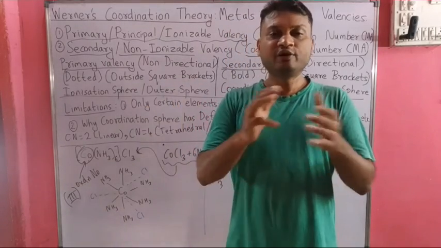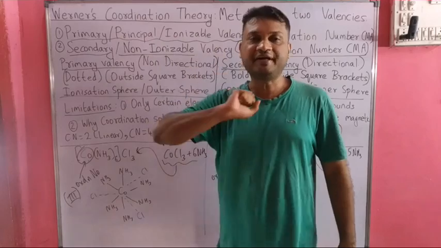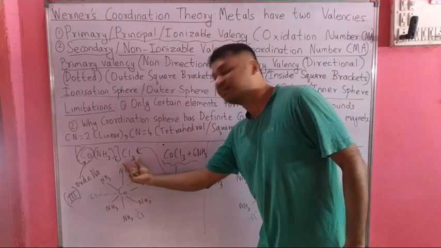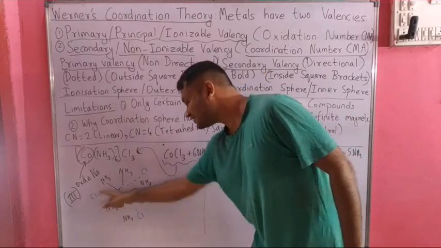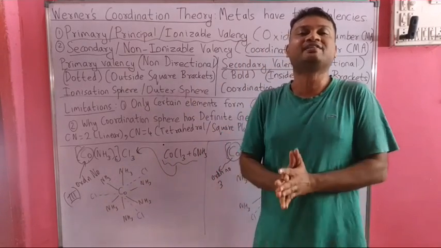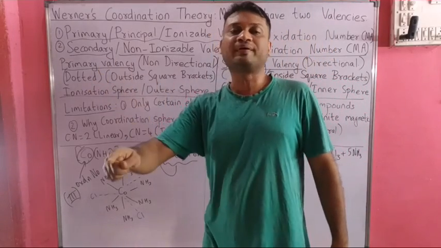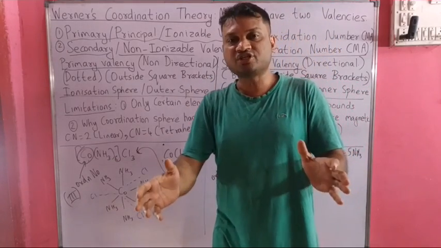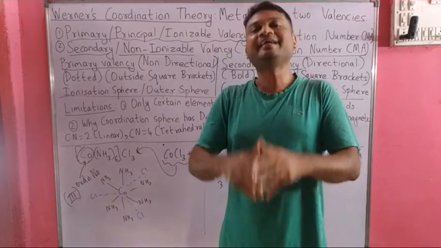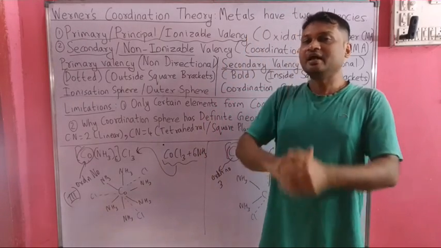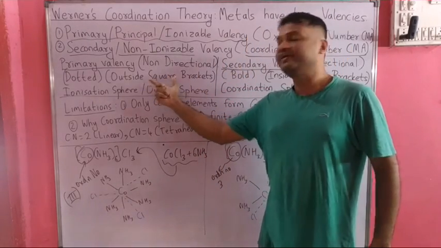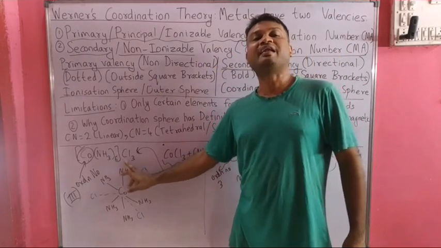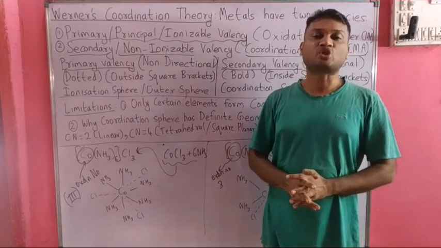Now, after that, we denote the primary valency by dotted lines. So in this compound, the primary valency, which is 3, is satisfied by 3 chloride ions. We denote these 3 chloride ions by dotted lines, because dotted lines are used to represent primary valency. So we can say primary valency, which is the oxidation state, is non-directional. Secondly, it is denoted by dotted lines. Finally, primary valency is for outside square brackets. So we have chloride ions which are outside square brackets. So primary valency is generally shown outside the square brackets.